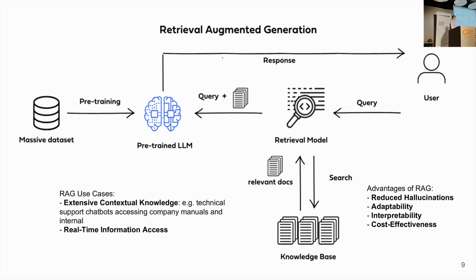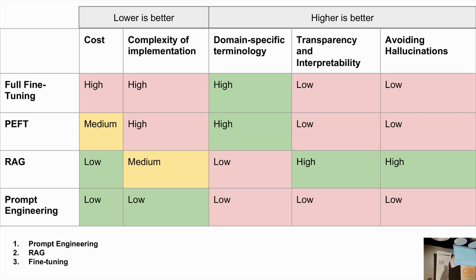Also, adaptability and interpretability are really important, because when we provide documents from the knowledge base, we can reference from which documents the LLM generated the response. This is hard with a pure LLM. And also cost effectiveness, because vector databases are much less expensive than GPUs and memory. Okay, this is some kind of summary.